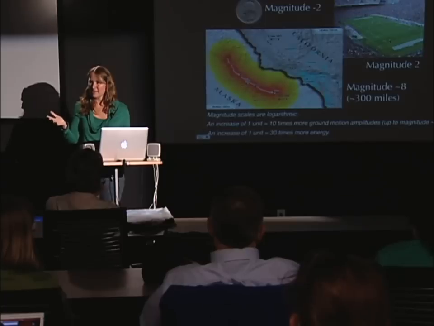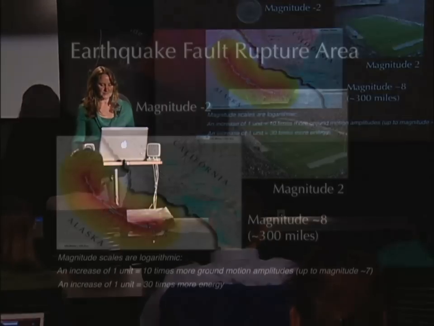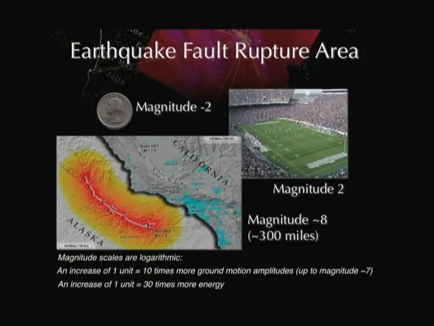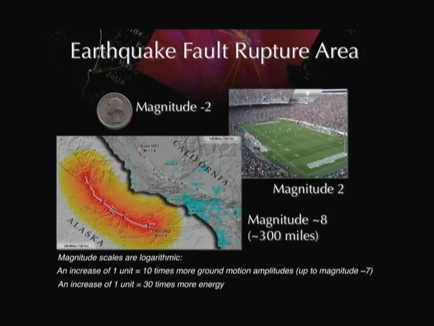Somebody mentioned earlier that these scale logarithmically. So magnitude 8 is about 300 miles long. There's an 1857 earthquake that went from San Bernardino all the way up to Parkfield. Magnitude 8, 300 miles long. Same thing with the Denali 2002 earthquake. 300 miles long was that fault.